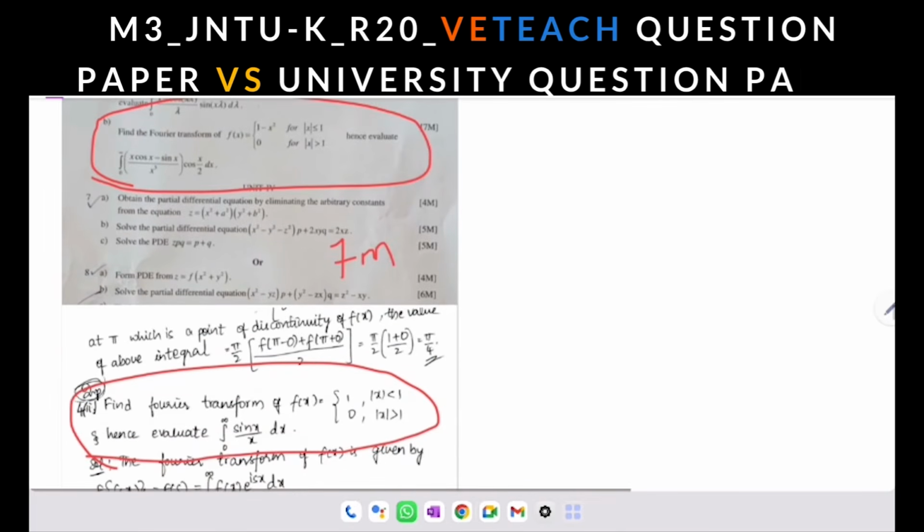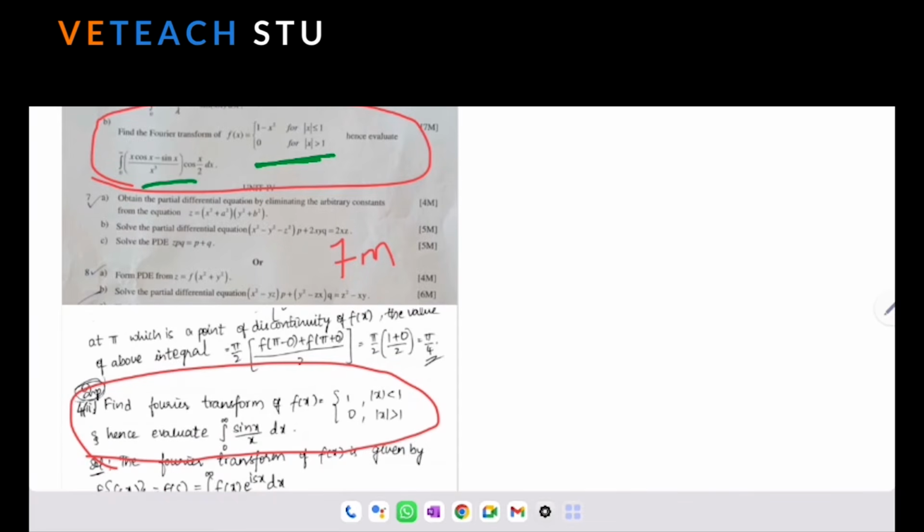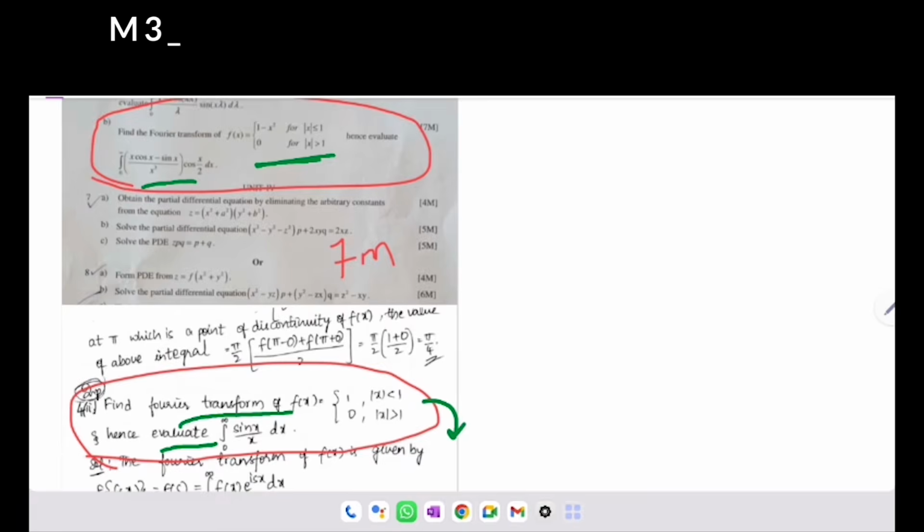Next one is to find out the Fourier transform of a particular function and hence evaluate it. The same model question is given to find out the Fourier transform and hence evaluate a particular value. Here we will discuss how to find it and how to evaluate for all different types.